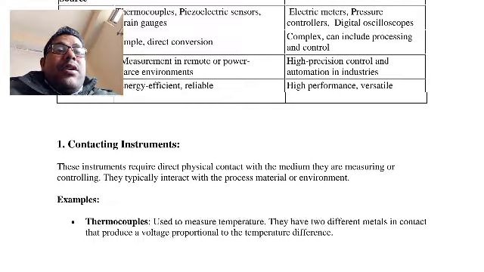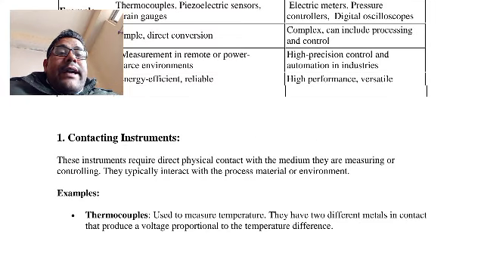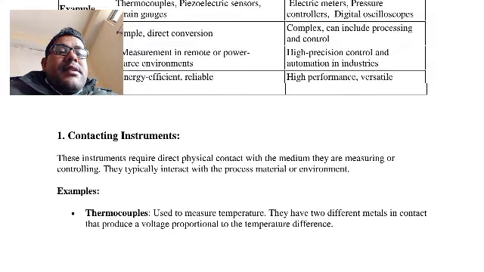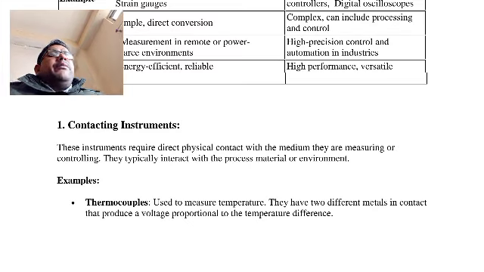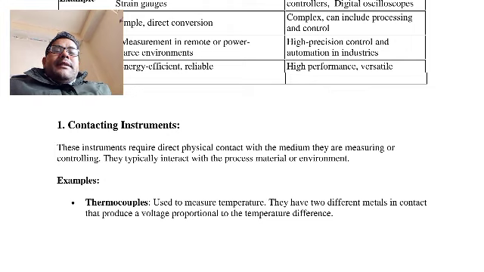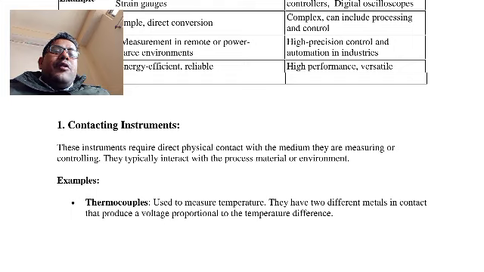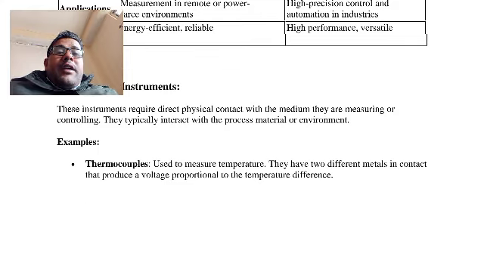Next we will discuss contacting instruments. These instruments require direct physical contact with the medium they are measuring or controlling. They typically interact with the process and material environment. For example, for measuring physical parameters like pressure, temperature, flow, level, they make direct contact with the physical quantity to be measured. Such an instrument is called a contact instrument. For example, a thermocouple.